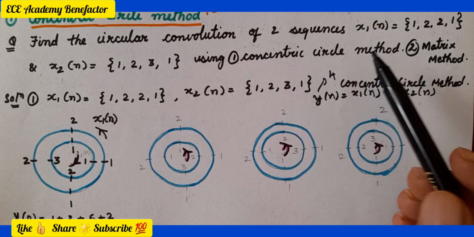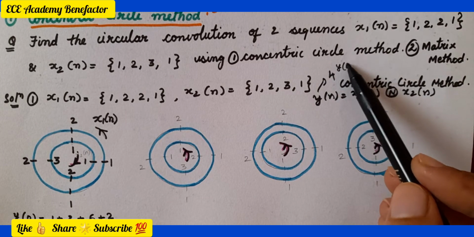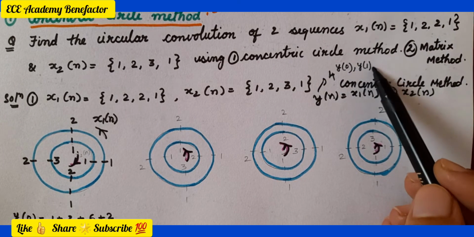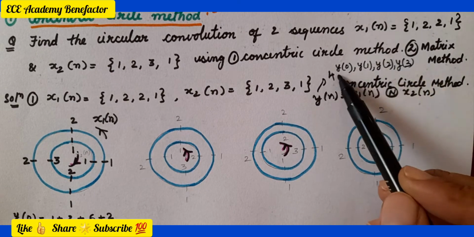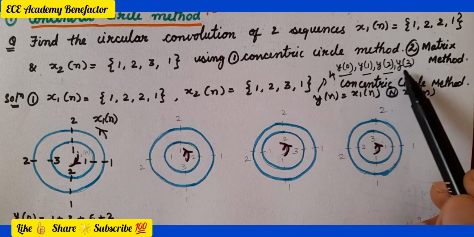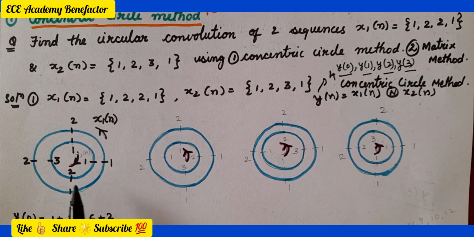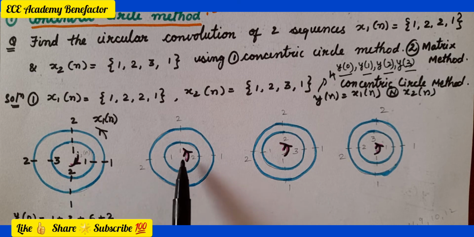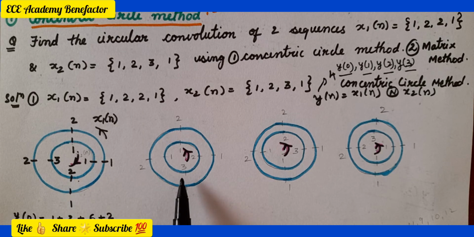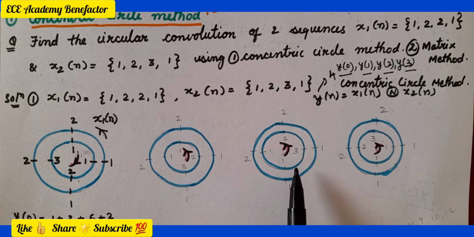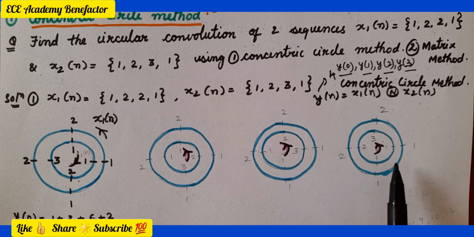So you have to find y of 0, y of 1, y of 2 and y of 3. We have to perform 4 steps to find them, so we have drawn 4 steps: 1, 2, 3, 4. The first step will give y of 0, the second step will give y of 1, the third step will give y of 2 and the fourth step will give y of 3.